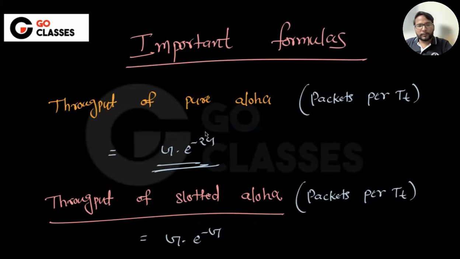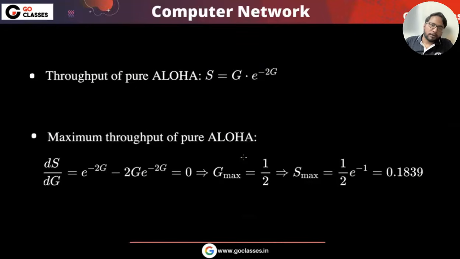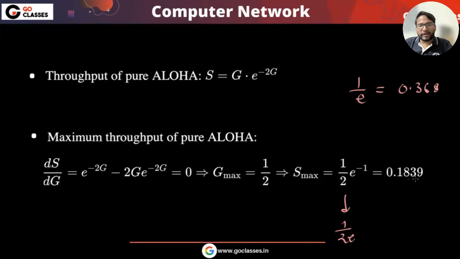Throughput in pure Aloha is this much. Throughput in slotted Aloha is this much, right? If someone asks you what is the maximum throughput you can achieve, you just differentiate and set it to zero. Then you will say that at G equal to 1/2, you are getting the maximum throughput, and the maximum throughput value is just 1 upon 2e. Earlier it was 1 upon e. Earlier the maximum throughput you could get was 0.368. Here the maximum throughput you can get is 0.184, which is extremely low, right?